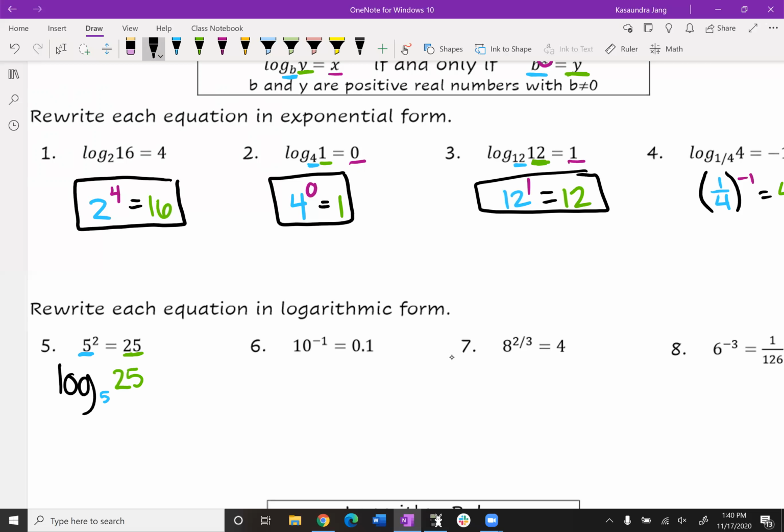And did you guys notice that I put these on the same line? The log and the 25 are on the same line. The base, that 5, is that lower, smaller number there. And again, the whole point of this is to equal the exponent. My exponent in this case was a positive 2, so this will equal 2. Well, I didn't get anyone near that. That's all right.